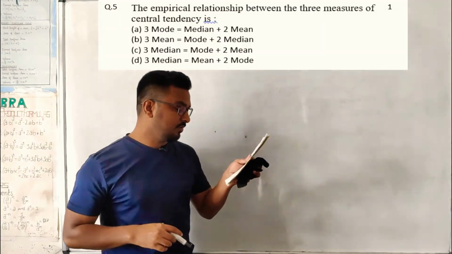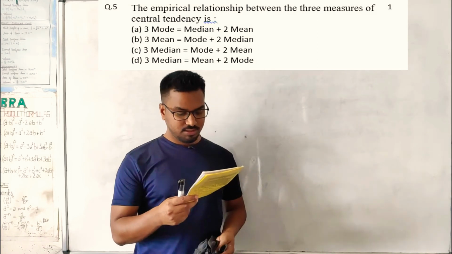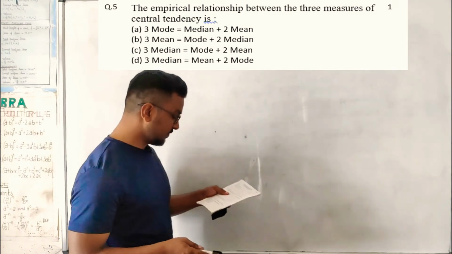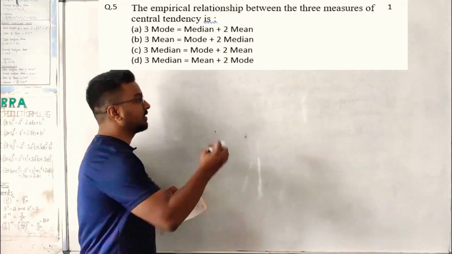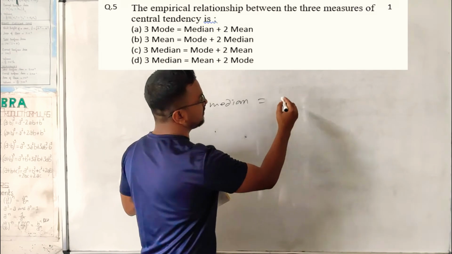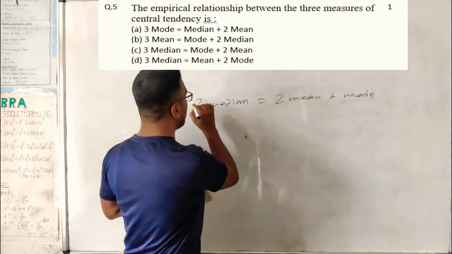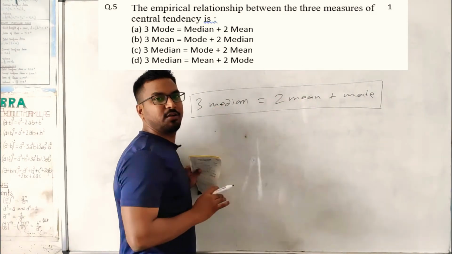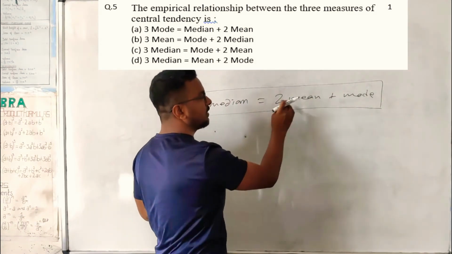Our next question is given: the empirical relationship between the 3 measures of central tendency is, there are 4 options given. Out of these 4 options, which one is correct? Option C will be correct, because 3 median is equal to 2 mean plus mode. This is the empirical formula, and most students forget it. They get confused whether 3 was here or 2 was here.